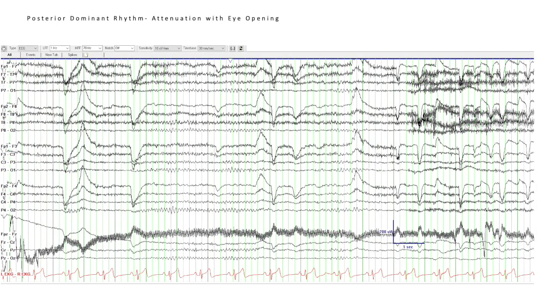Here's another example of a reactive alpha rhythm. You see here the patient opens their eyes with downward eye movement, and the alpha rhythm attenuates or more or less disappears in this example, followed by eye closure, at which time you see the alpha rhythm reemerge. This is common with reactivity of the alpha rhythm.